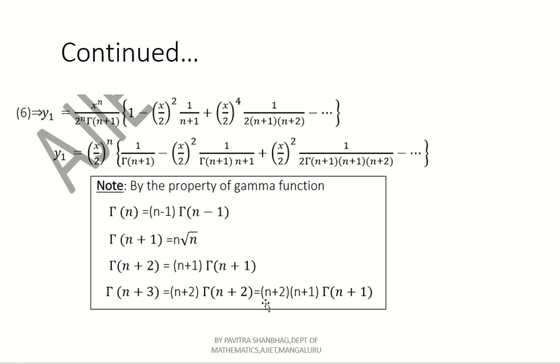Or can we write it in the form of n plus 2? What is gamma n plus 2? Can we write it in the form of n plus 1 plus 1, so that we can apply the property again? So n plus 1 gamma n plus 1 is gamma n plus 2. So what happens here? n plus 2, n plus 1 gamma n plus 1 is nothing but gamma n plus 3. So to use it in this formula, we are using the basic property of the gamma function.